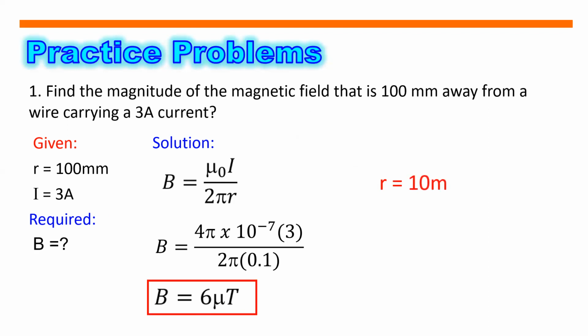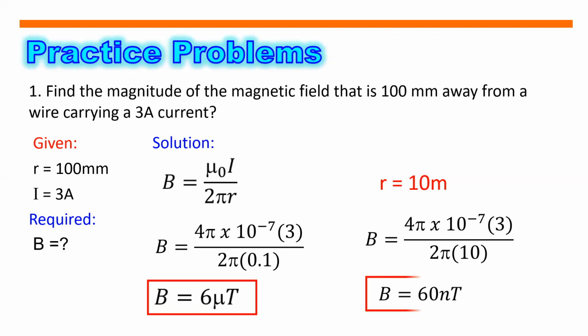Let us assume that we moved the object away from the wire. Say we moved it to 10 meters from the wire. Let us see what happens to our magnetic field. So that is 4 pi times 10 to the negative 7, the same current in the wire, then 2 pi, and the distance is now 10. We moved the object away from the wire, so the magnetic field will become 60 nanotesla. It is now very small compared to when the object was closer to the wire producing the magnetic field. So it is weak, no?